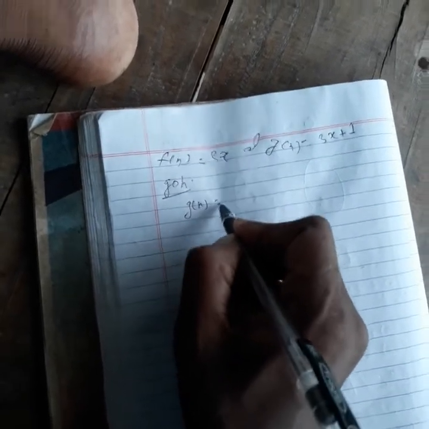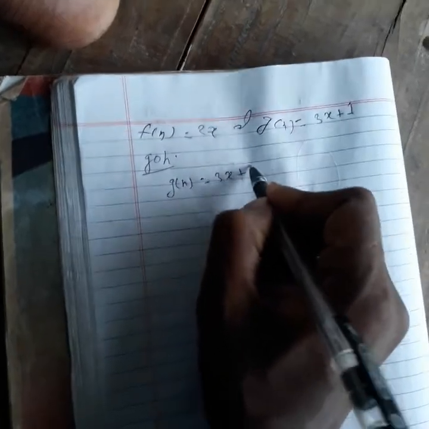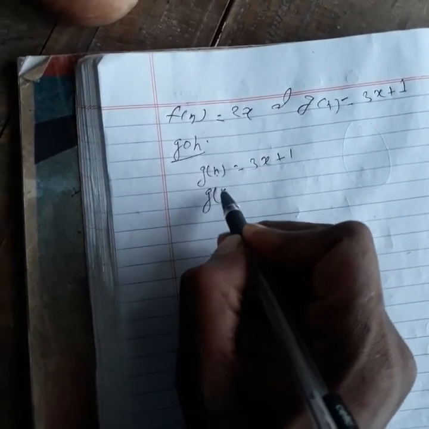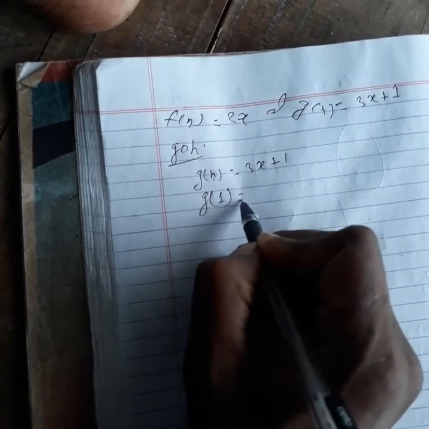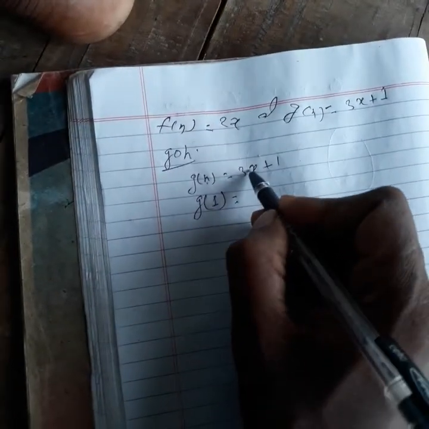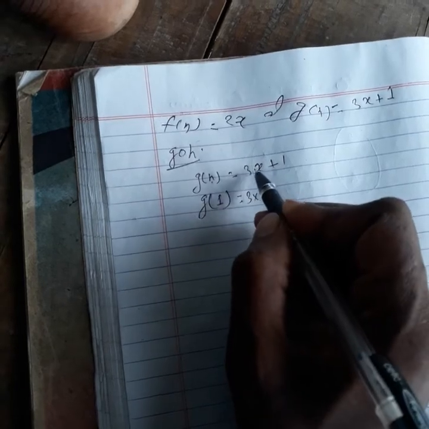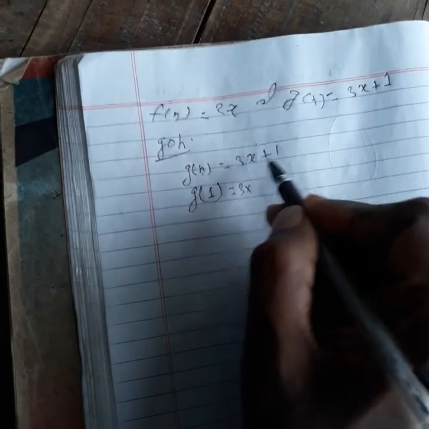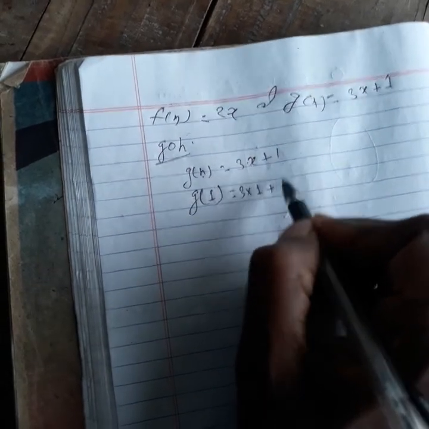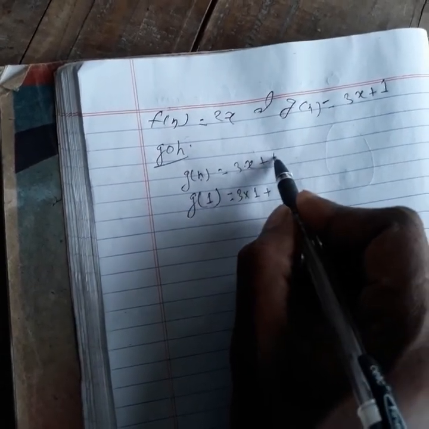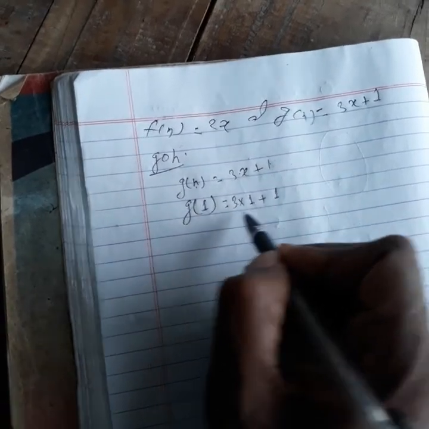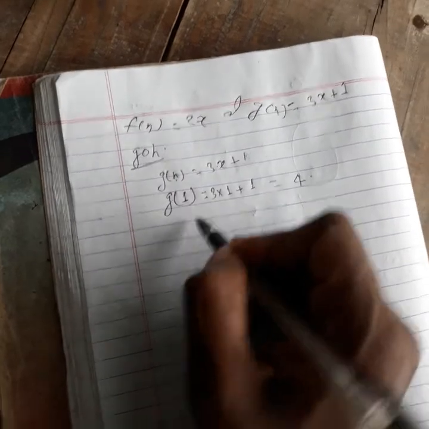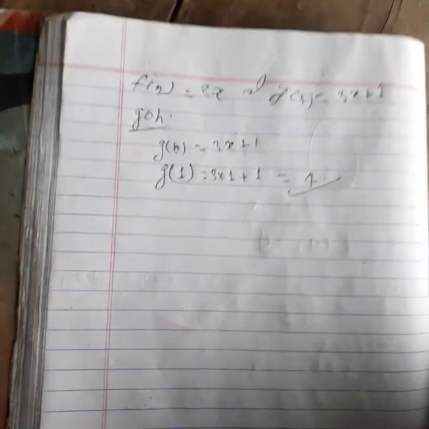Before finding g operation f, look at this example. If g(x) is equal to 3x plus 1 and you are asked to find g(1), then you have to change the x into 1, wherever there is x, put 1. So 3 into 1 plus 1, the 1 remains the same because there is no x there. This becomes 3 plus 1 is equal to 4. Is that clear?